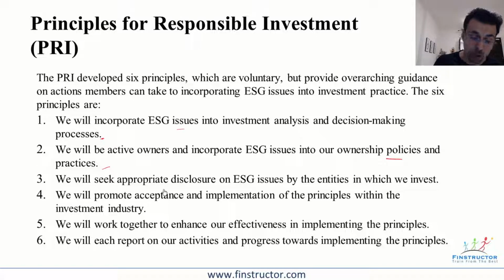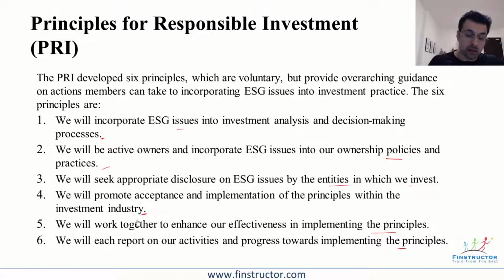We will seek appropriate disclosure on ESG issues by the entities in which we invest. We will promote acceptance and implementation of the principles within the investment industry. And signatories, or as participants of the PRI, we will work together to enhance our effectiveness in implementing the principles. And we will each report on our activities and progress towards implementing the principles of PRI.